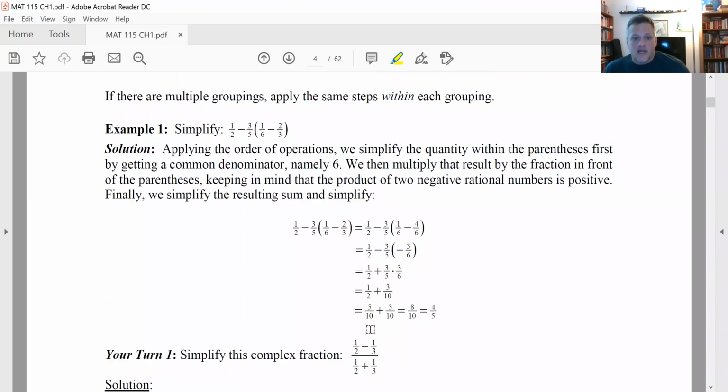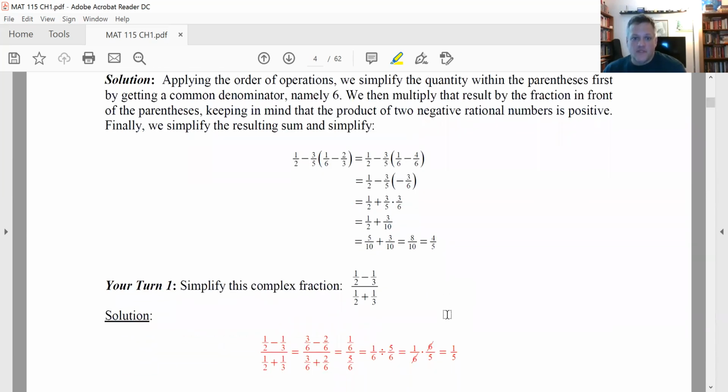All right. Let's actually try the your turn together. So, try it on your own, and then we'll talk about it. But remember, you want to rewrite this whole complex fraction as a division, like the other, using the horizontal notation, and then simplify from there. See what you get.